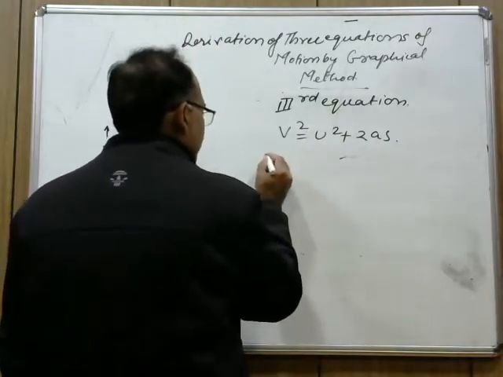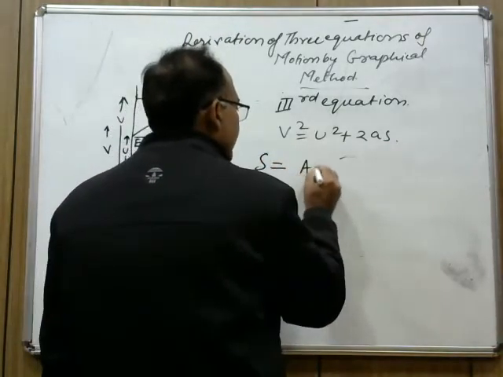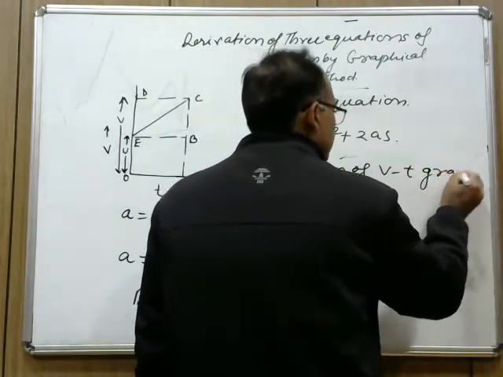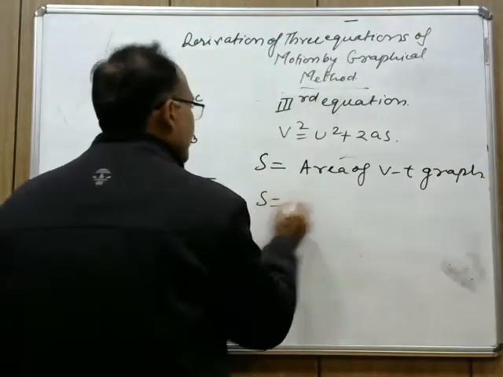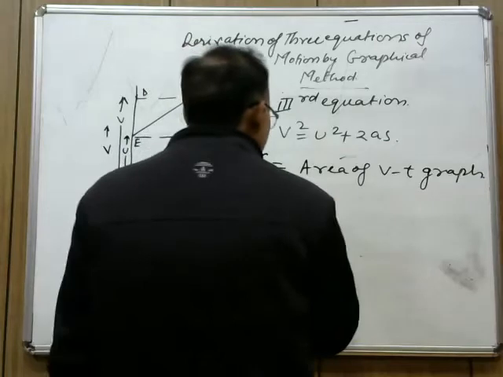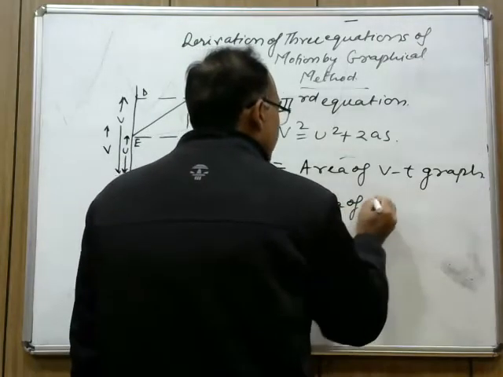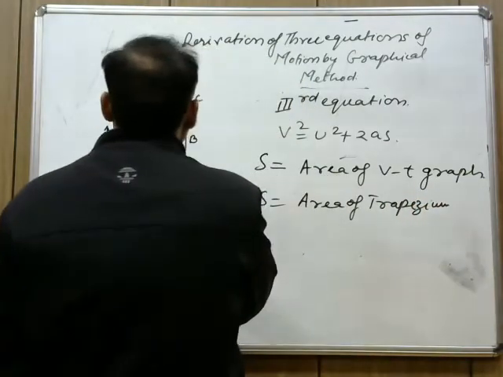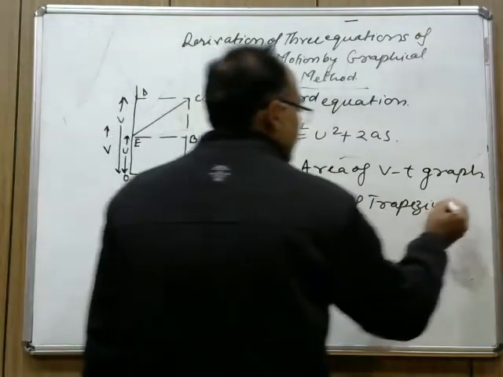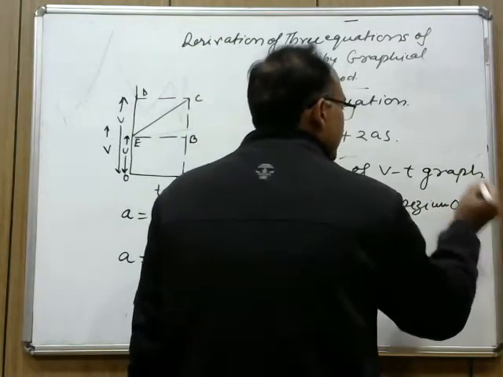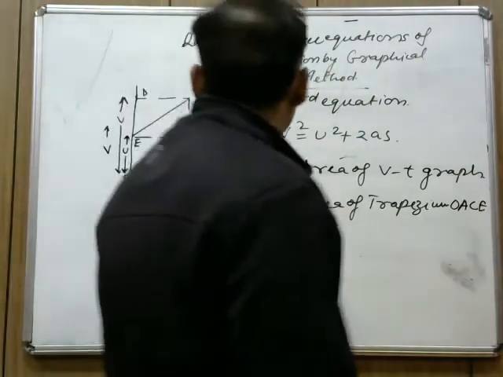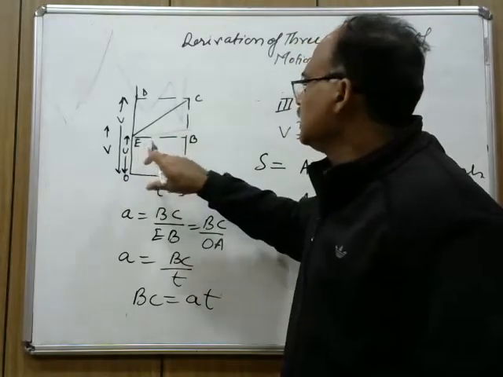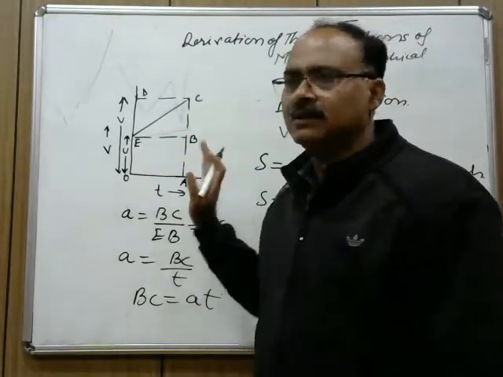Now again we will write like this: the displacement S is area of the VT graph. Now we can write S is equal to area of VT graph, which is equal to area of trapezium OACE, because this is a trapezium. These two sides, that is AC and OE, are parallel sides, and OA acts as the height of the trapezium.